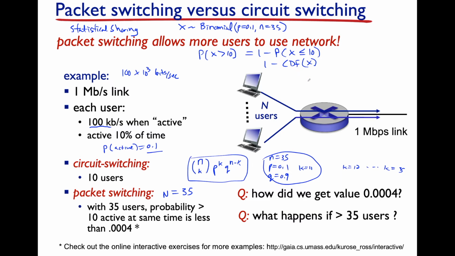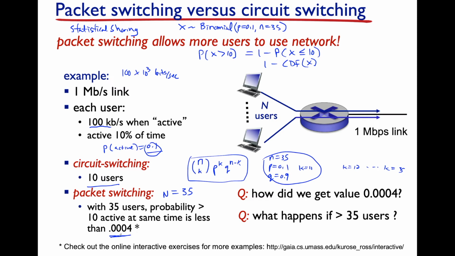That's what this cumulative distribution function is. Nonetheless, what this says is there is a very small probability that you're going to have 10 users concurrently active at the same time, because you need all of these 0.1s. If you multiply 0.1 by itself 10 times, that's a really small number. And because it's relatively rare that all 10 are going to be sending at the same time, that's why you get this small number for the probability of more than 10 active users at the same time.